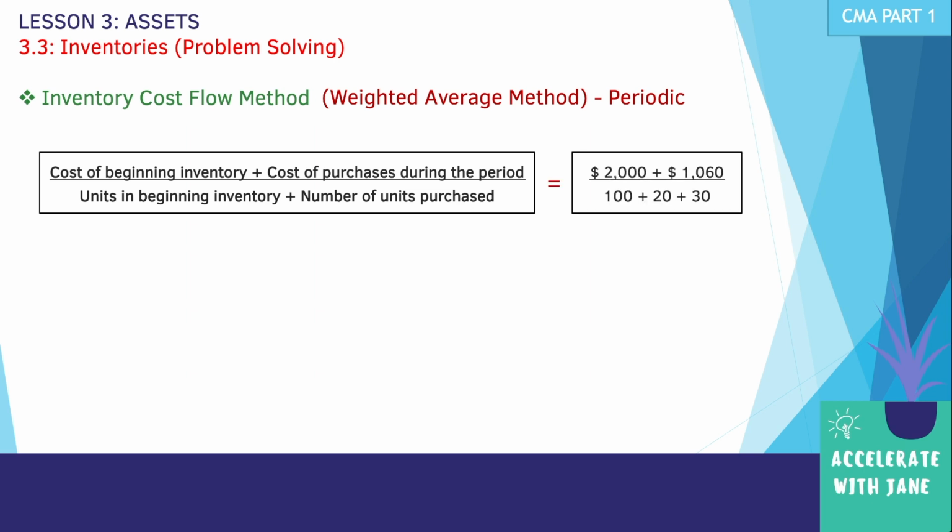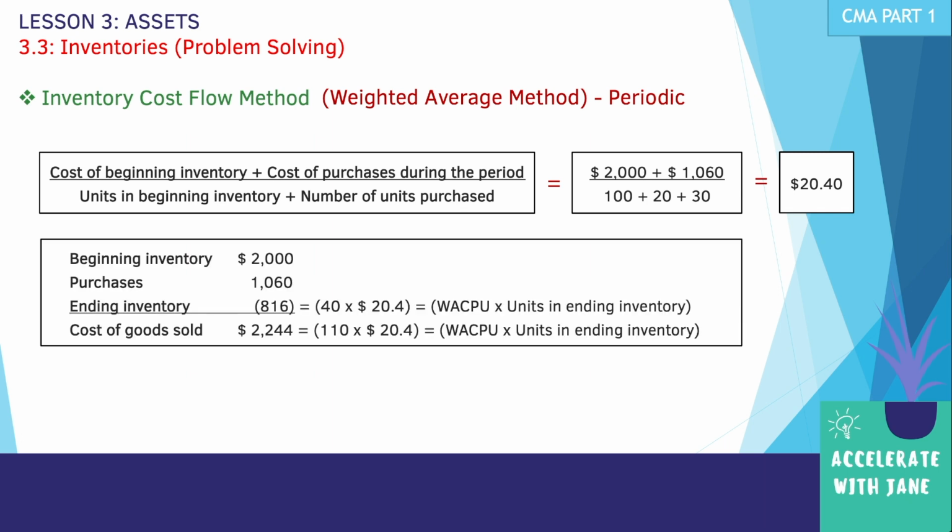So for example, in our problem before, we have the cost of the beginning inventory, which is valued at $2,000. We add the total cost of inventory purchases during the period, that is equal to 1,060, and then we divide by the total number of units during the period. So the beginning number of units is 100 plus there were 2 purchases, right? 20 units plus 30. Okay, therefore, we have the weighted average cost per unit, and that is 20.4.